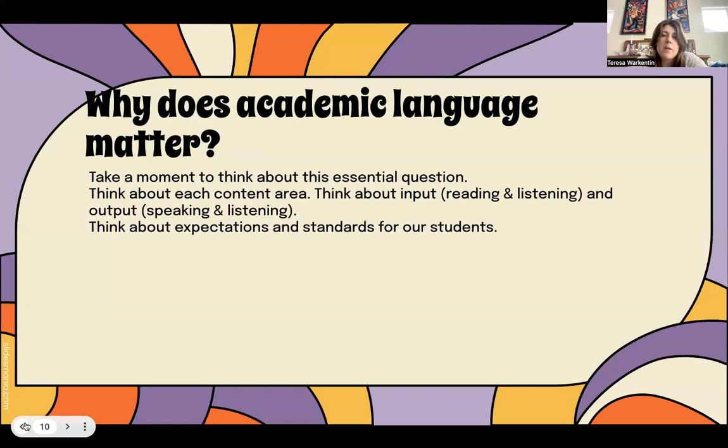Think about your content area. Think about the input, reading and listening. Think about the output. What about these modalities? Think about expectations and standards for our students. Why does this matter? Why does it matter to you? You could also jot this down in your note document that goes with this webinar.